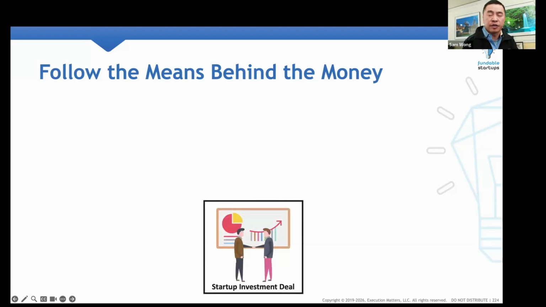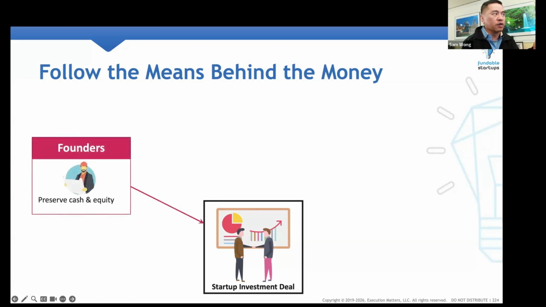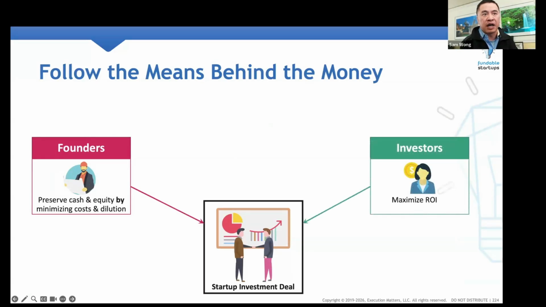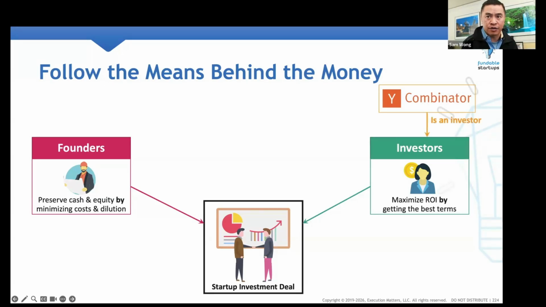Ultimately, founders are trying to raise funds. So your goal as a founder is to preserve cash and preserve your equity by minimizing your cost and minimizing your dilution. Investors want to maximize their ROI by getting the best terms, both the valuation as well as legal terms. Remember, Y Combinator is an investor. They're one of the most profitable companies in the world. They make their money from investments. So keep that in mind when Y Combinator issues guidance, etc. They're very founder friendly in general, but ultimately they make their money as an investor.